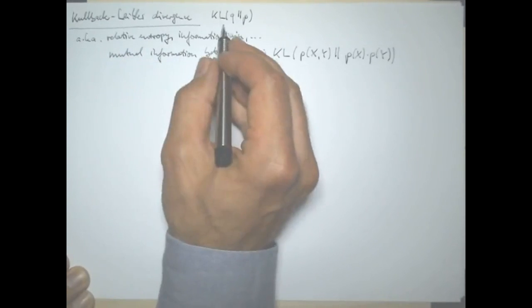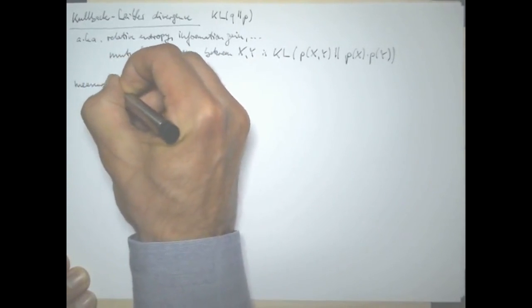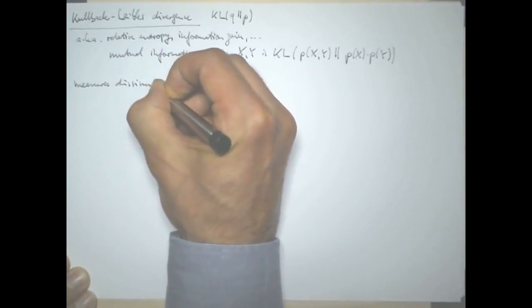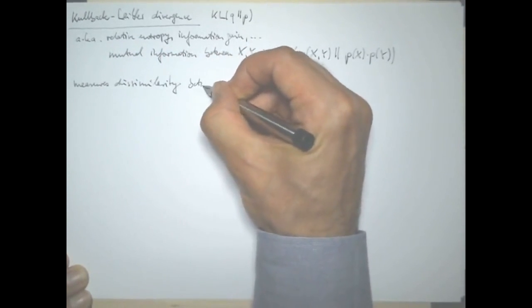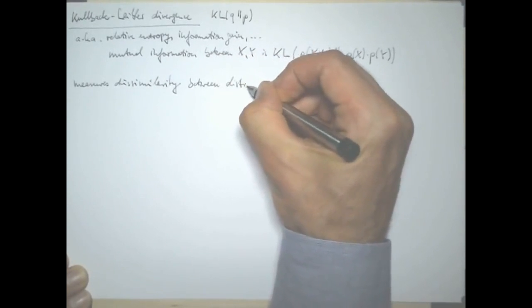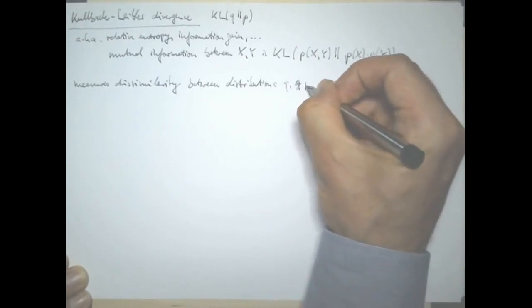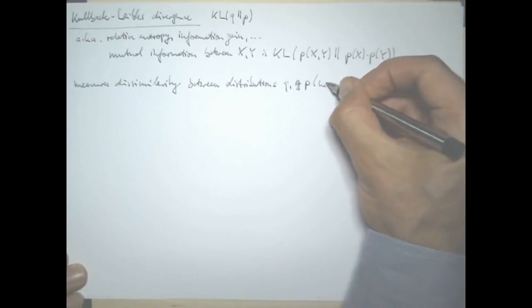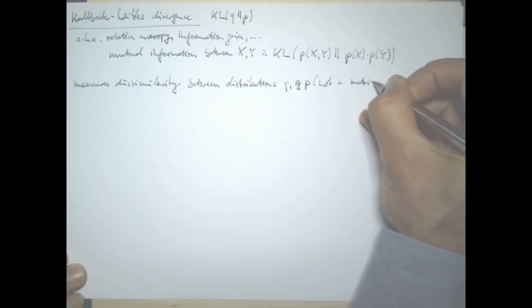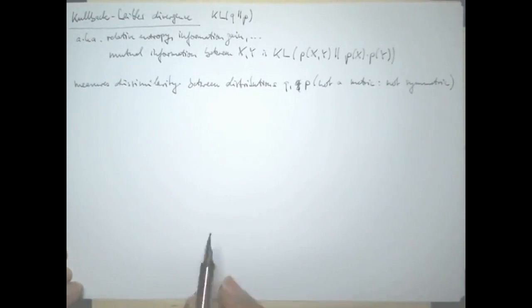Now, the Kullback-Leibler divergence measures a dissimilarity between distributions Q and P. It's not a metric, however. For example, it is not symmetric. So this is why I cautiously call it dissimilarity.